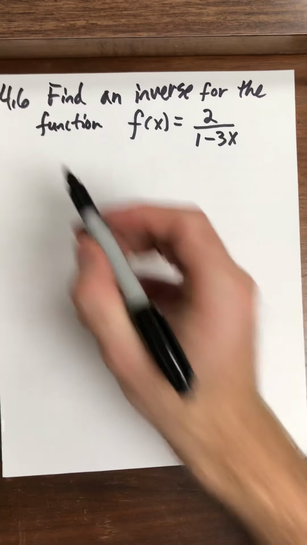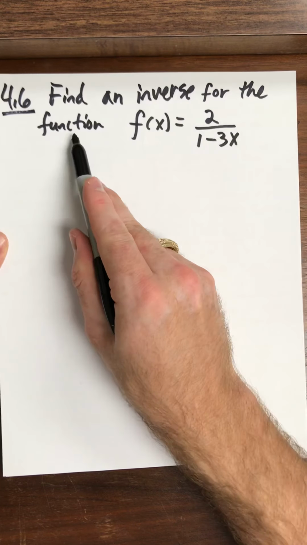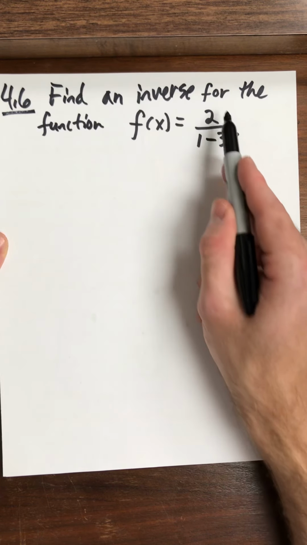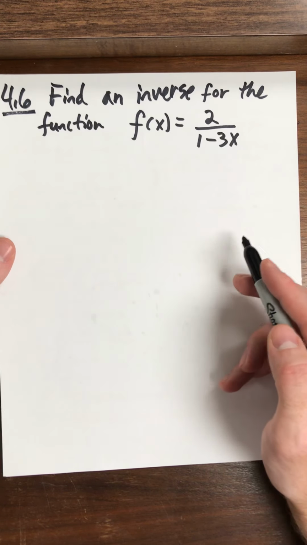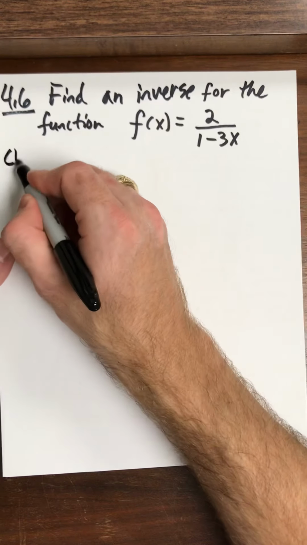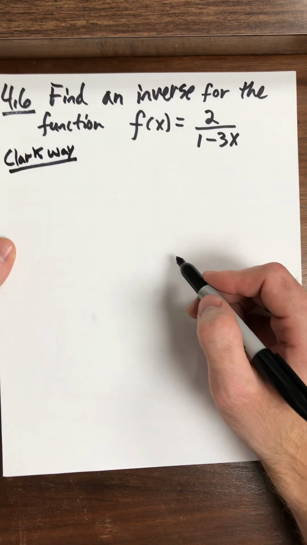Okay, so section 4.6, I want to find an inverse for the function f of x equals 2 over 1 minus 3x. Now I'm going to give you a clear way on how to solve this, okay?